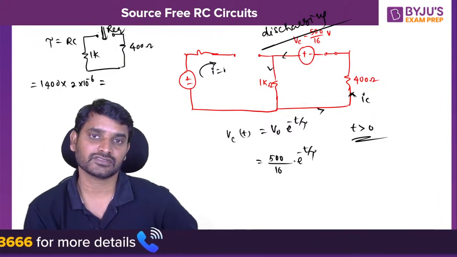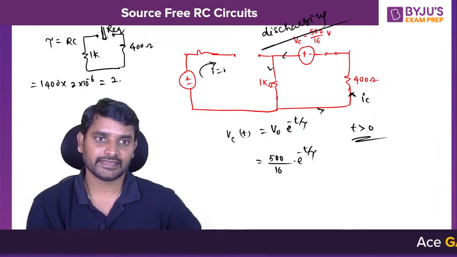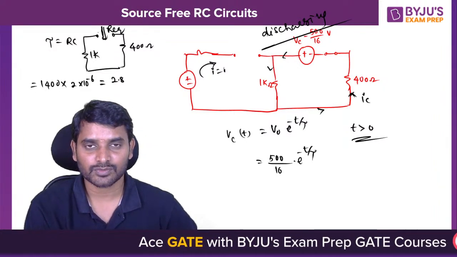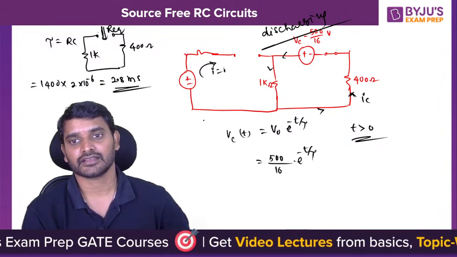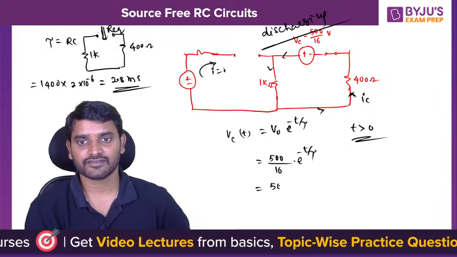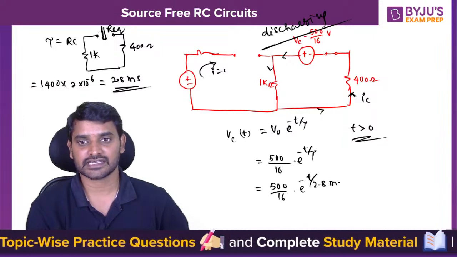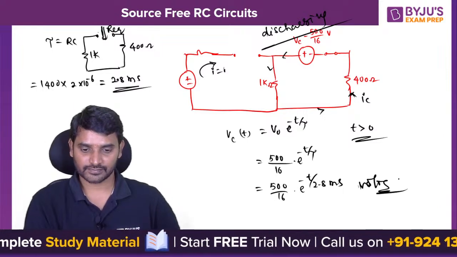Tell me, how much will this come? 14 times 2 is 28, 10 to the power of minus 6 and 10 to the power of 2, so 10 to the power of minus 4. So probably 2.8 milliseconds. So replacing tau, we get 500 by 16 into e power minus t by 2.8 milliseconds. This is the voltage expression we are going to get.